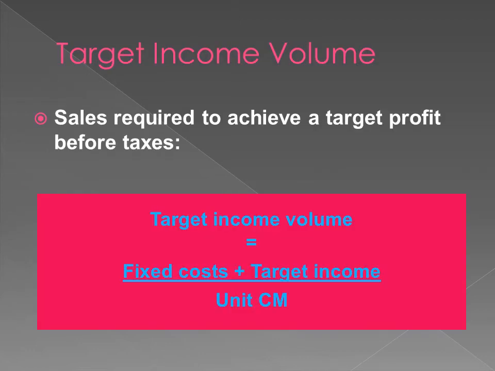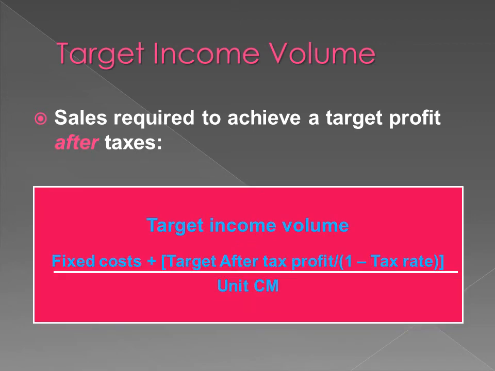Now your target income volume. Every company is in business to make profit, which is a target income. And so there's an after-tax and before-taxes way to get to this number. Now fixed costs plus your target income over your unit contribution margin gives you your target income volume. How many units do I need to sell in order to make this target amount of income? And that target number is going to be very relative to whatever number your company says that we want to make on this particular product or service.